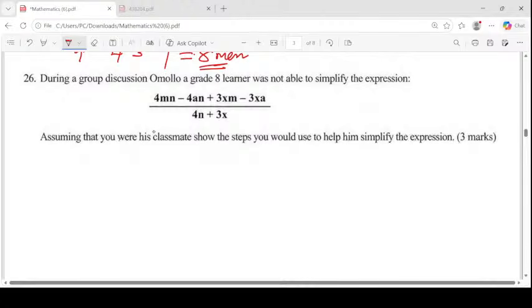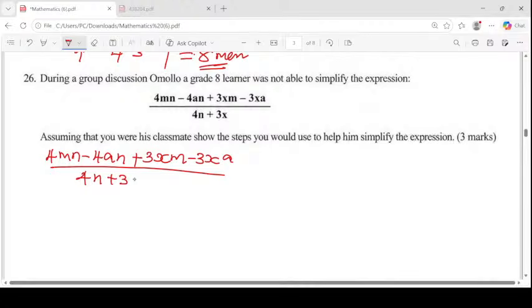Assume that you are his classmates. Show the steps you will use to help him simplify this expression. 3 marks. So the easiest and the simplest way is to put the terms into pairs. When you have 4mn minus 4an plus 3xm minus 3xa all over 4n plus 3x, we can put them into pairs and factor out the common pair.